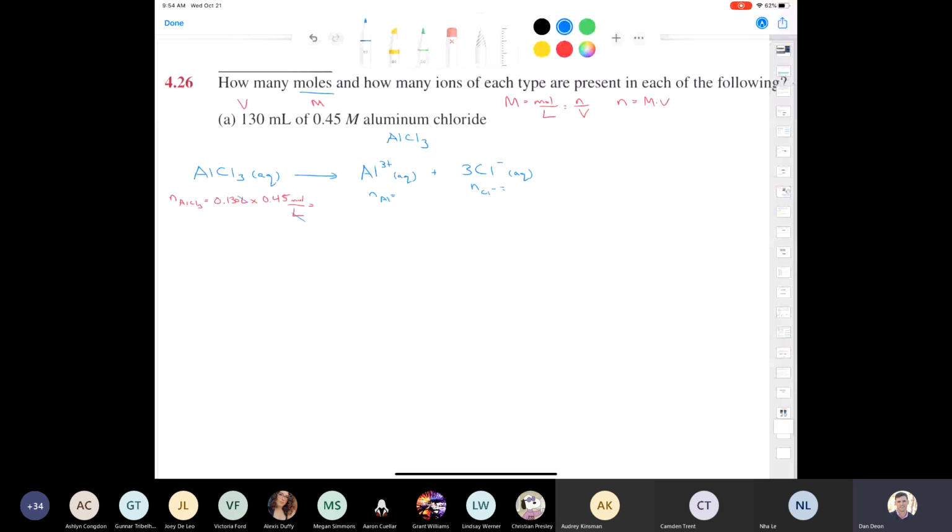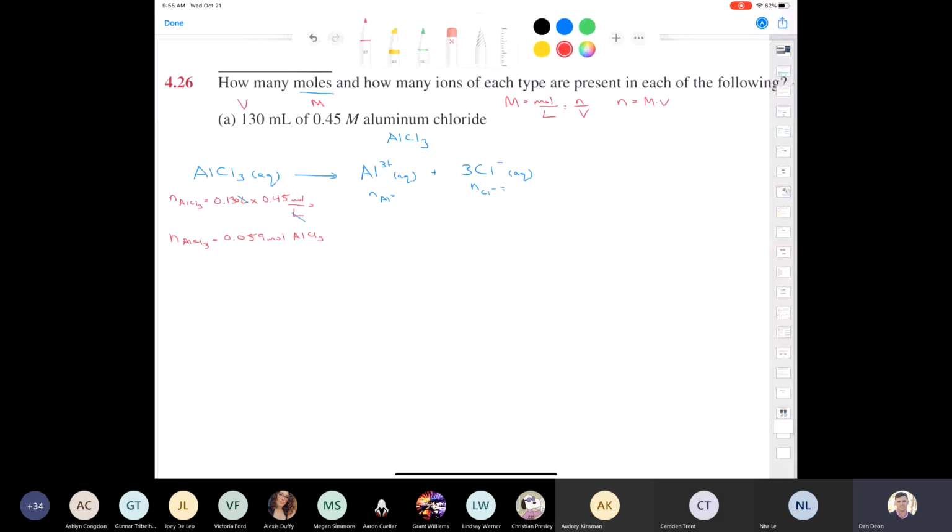You see the liters are going to cancel out. I end up with the number of moles of aluminum chloride, and that is equal to 0.059 moles of aluminum chloride. Give me a thumbs up if you follow me thus far, and stop me if you have a question. All we've done is written the balanced equation for the dissociation of aluminum chloride, which is ionic. And now we know how many moles of aluminum chloride that we're starting out with.